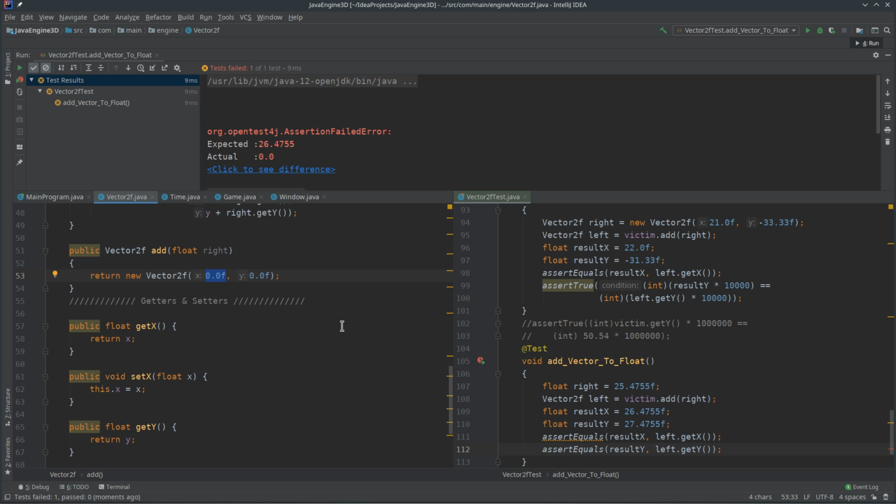Vector 2f will be x plus right. I didn't really need that, did I? And y plus right. That's the combination you want there. Yeah, that should do it. I'm happy with that. Those have gone purple. Yep, that's right then.